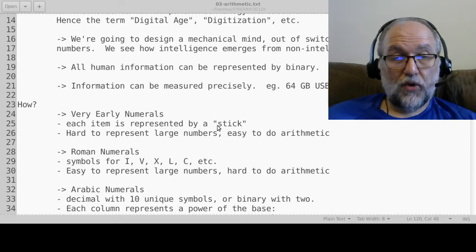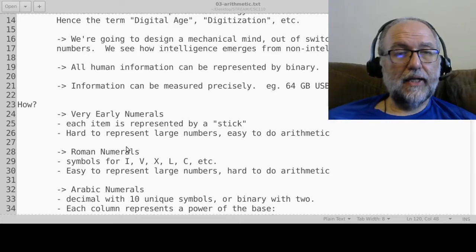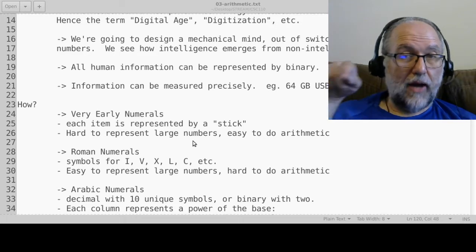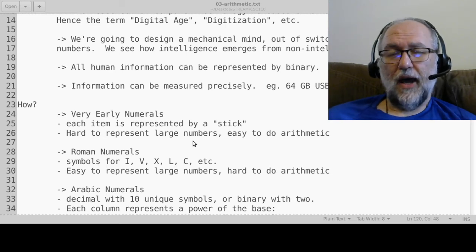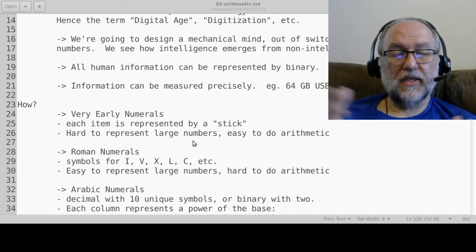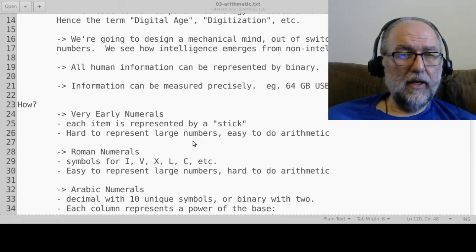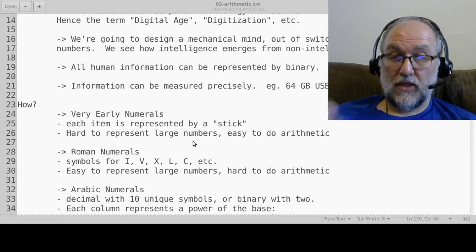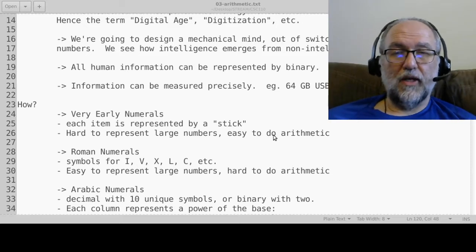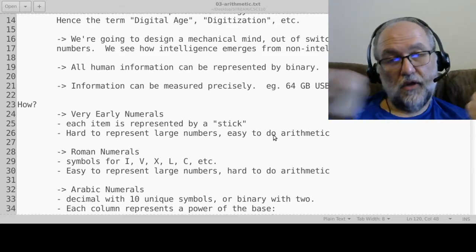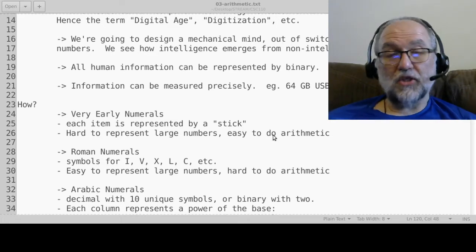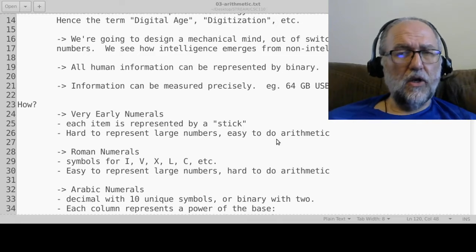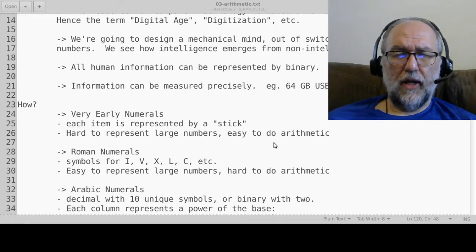Now, that system is pretty good. It's getting there. It's hard to represent large numbers that way because you'd have lots of sticks. Maybe under 10 you'd be okay, but if you try to get up to 100, would you be able to tell the difference between 100 sticks and 101 sticks? Not very easily. So it's hard to represent large numbers, but it's easy to do arithmetic because if you have 2 sticks and you add 3 sticks to it, you'll have 5 sticks. So the arithmetic is kind of obvious that way, though I shouldn't say arithmetic, addition at least. Multiplication and those other things get a little bit harder.